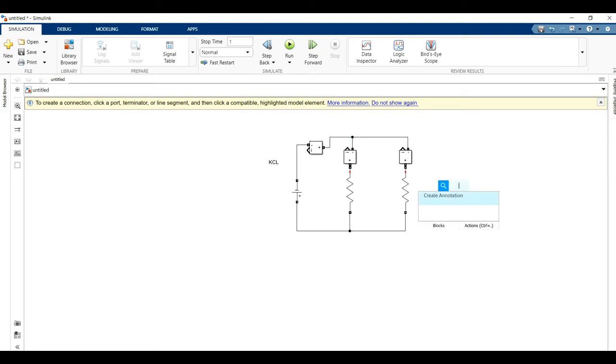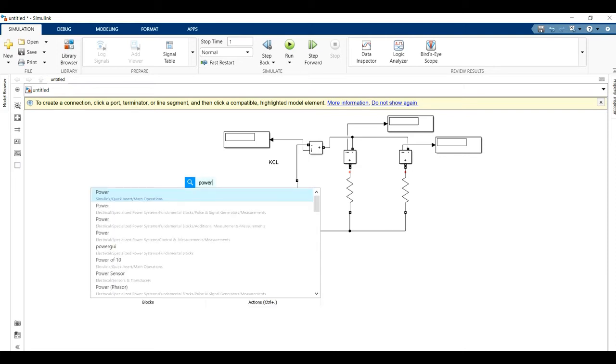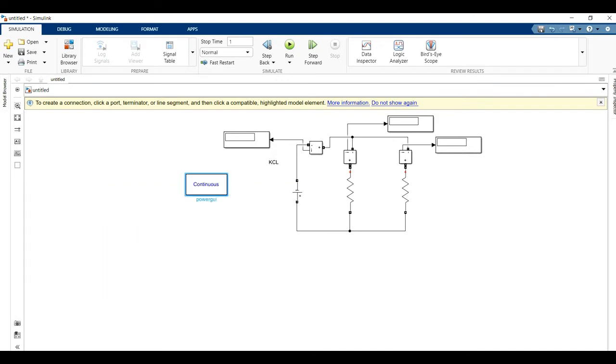Now we have to find the values of the measurements. We are putting display units to see the measured values. We have three display units, one for the current entering and another two for the current leaving. Now put the powergui to find the current values.